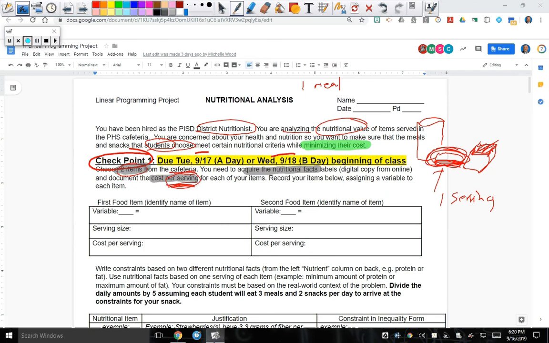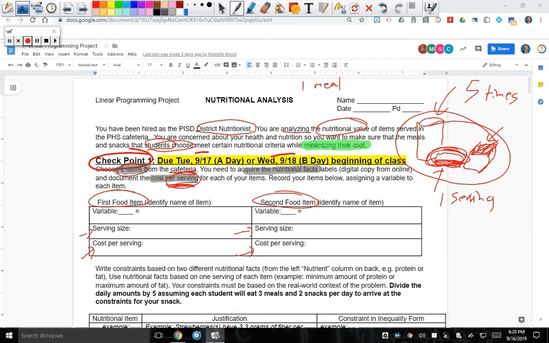So this is a cost per serving. This is one serving of a burger, this is one serving of fries, and this is one serving of a drink. So this whole meal, if you had it 5 times throughout the day, you could have 5 servings of each per se. So you need to record your items below and assign a variable to each item. Whatever the first food item that you decide, assign it a variable. Whatever the second one is, we're going to assign it a different variable. This is the serving size that I'm talking about for each one. And this is the cost per serving, okay?